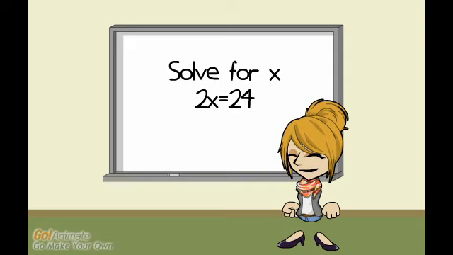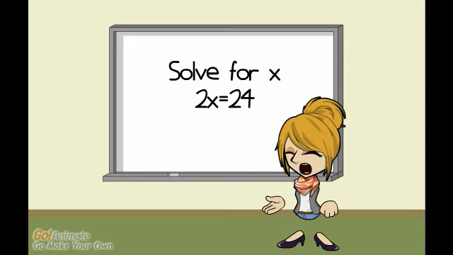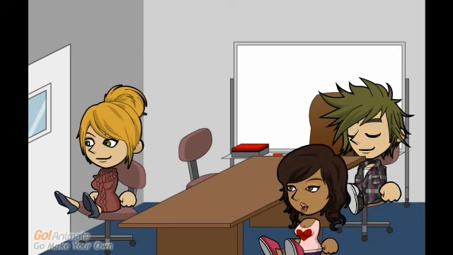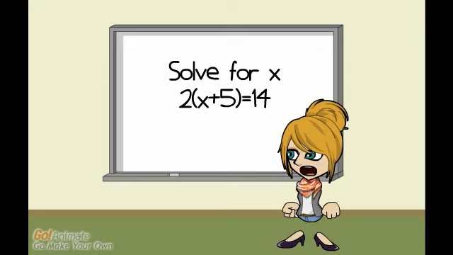Okay, good. Yes, Emily. Would you like to share your answer? Yes. The value of x is 12. I divided both sides by 2 to get x alone, and 24 divided by 2 equals 12. Nice job. Now try this equation. 2 times the quantity of x plus 5 equals 14.